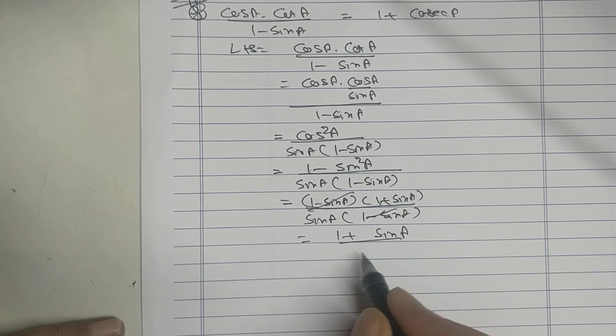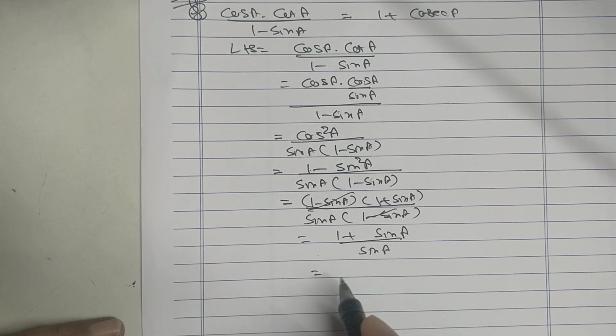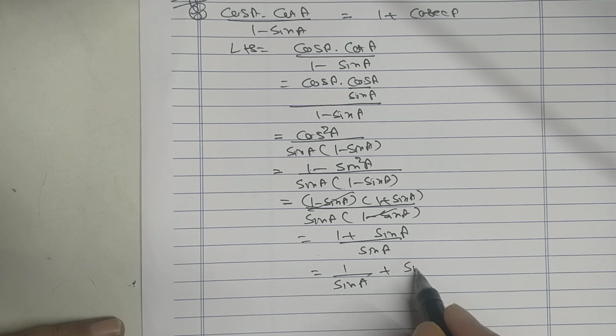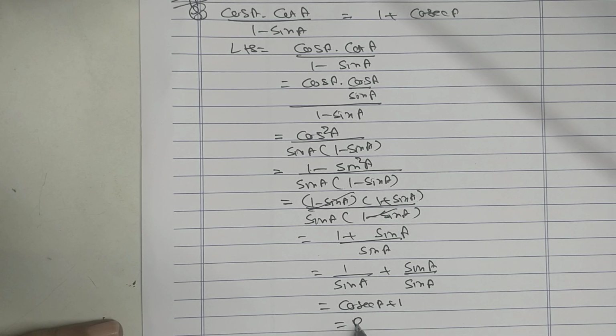1 plus sin A upon sin A, 1 upon sin A plus sin A upon sin A, cosec A plus 1, that equals RHS.